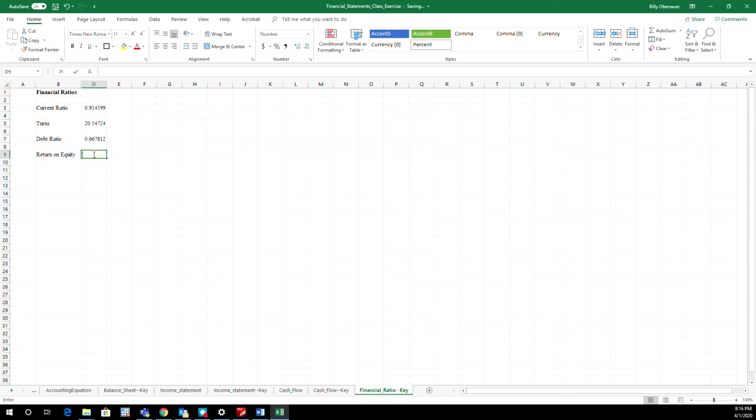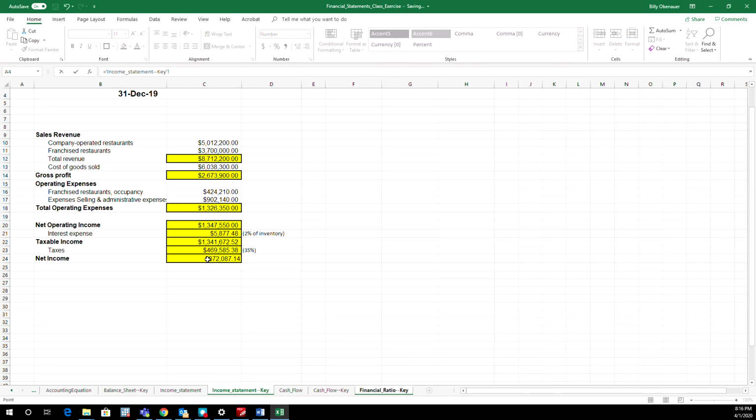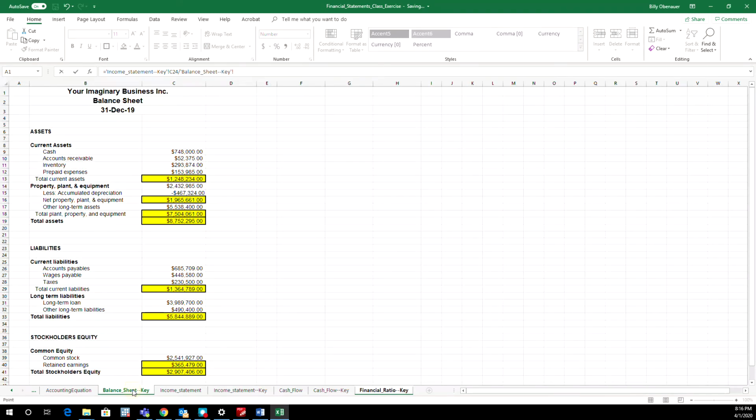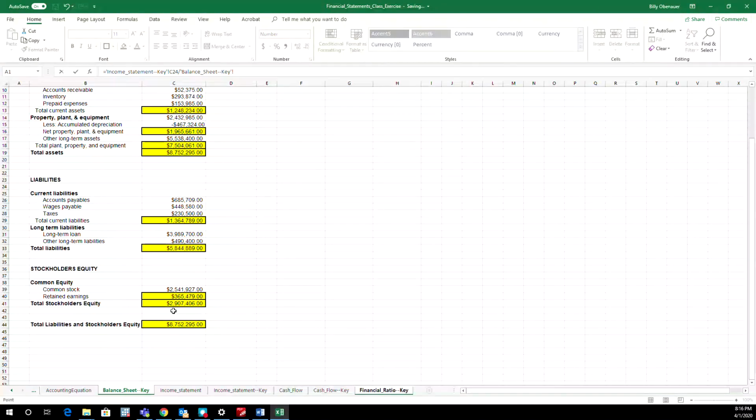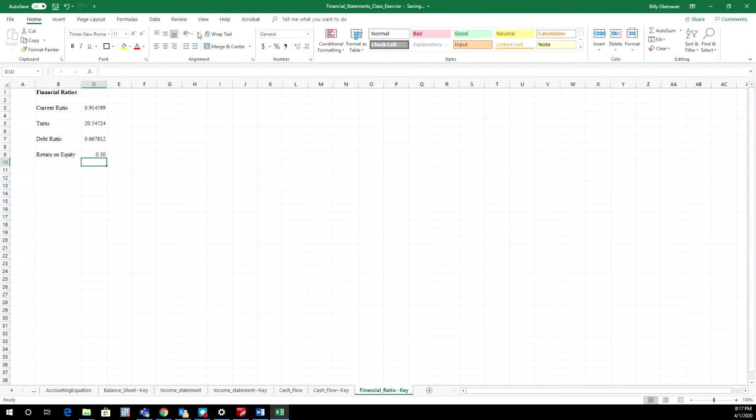Last, we're going to calculate return on equity. Return on equity is simply a ratio that takes a look at our net income compared to our equity. So we're going to start once again in our income statement, and we're going to take our net income, which is $872,000, and divide that by our equity, which we get from our balance sheet. We're going to divide that by our total stockholders' equity. And that's going to give us a ratio of 0.30 for our ROE, or return on equity.